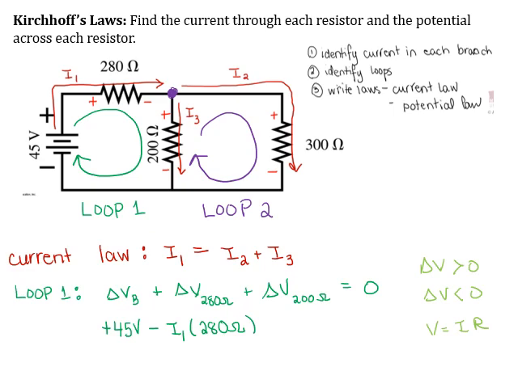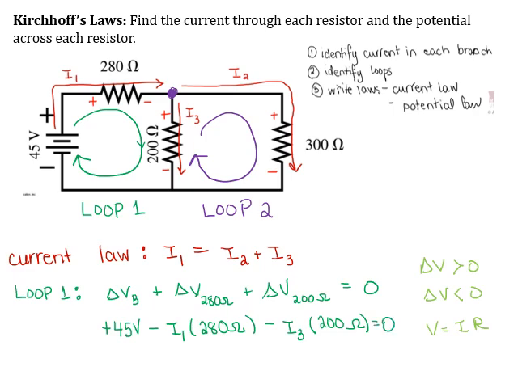Then we have our 200 ohm resistor. So through our 200 ohm resistor, our loop takes us down as we follow the direction of the loop. So it comes down this way. As we go down, we go from positive to a negative. That's decreasing potential. And the label for that current was I3. So the potential drop across that resistor is I3 times 200 ohms.